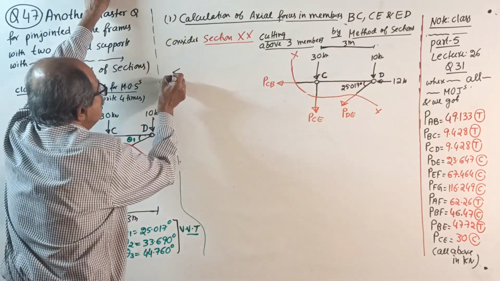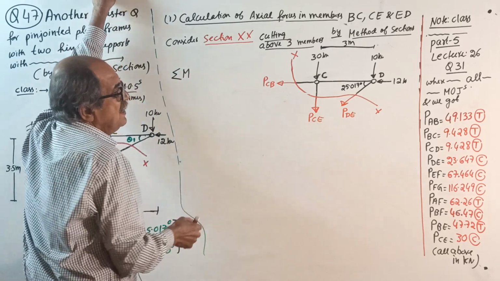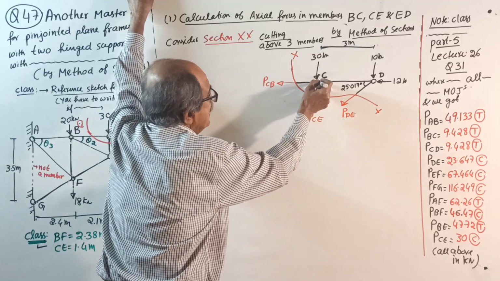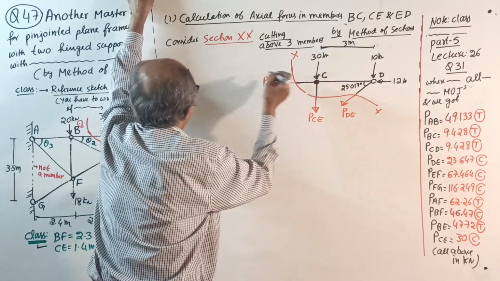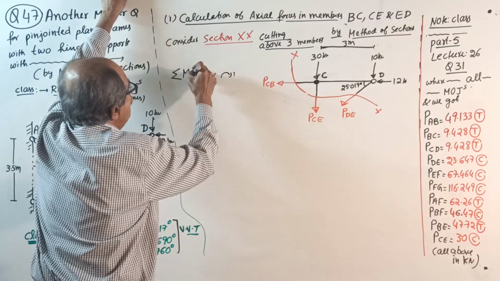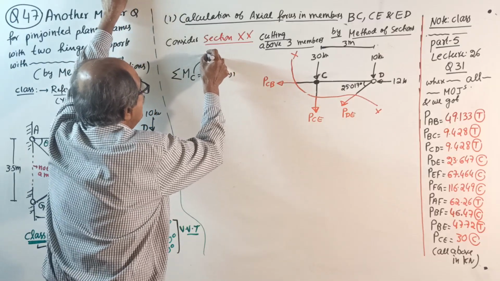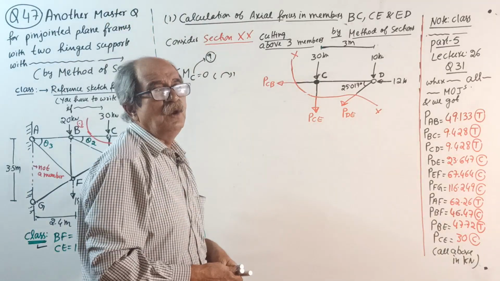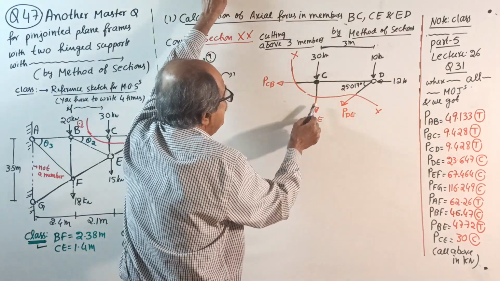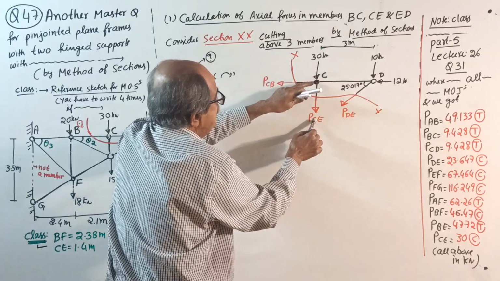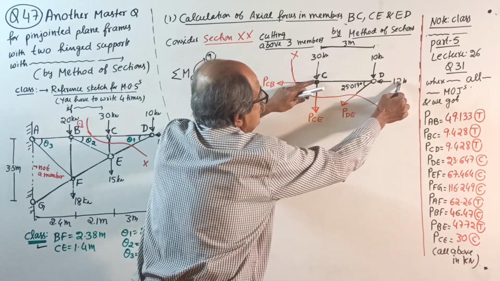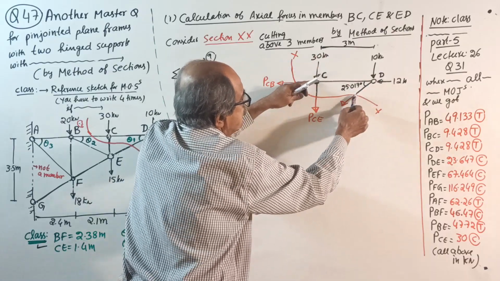Always first take moment about the point where two unknowns are meeting. These two unknowns are meeting at this point. Sigma M about C equals 0, taking clockwise as positive. Write why you took moment about it: I told you, where two unknowns are meeting. If you take moment about this point, PCE into 0, PCB also into 0, 30 also 0, even 12 also into 0. Only this force and this force remain.